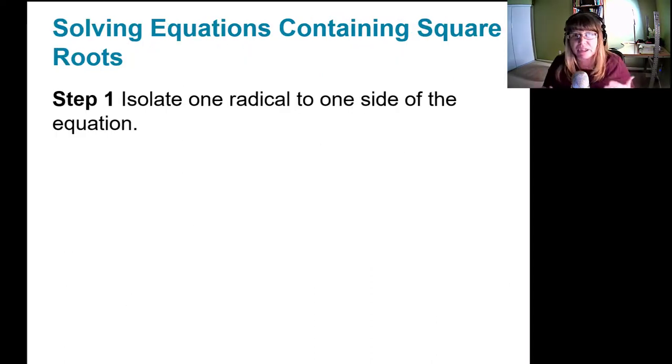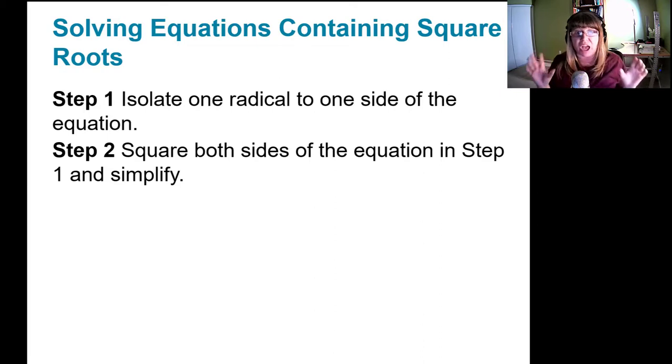Let's quickly go over the steps that we did to solve equations containing square roots. The first thing we did was we isolated one of the radicals to one side of the equation and everything else to the other side of the equation. Now we squared both sides of the equation and we simplified it. If we don't have any radicals, we can continue. If we do have radicals, if we're still left with square roots, we have to repeat step 1 and step 2.